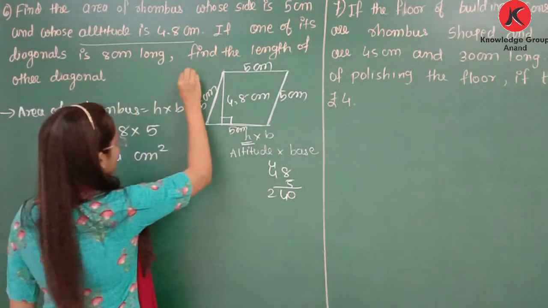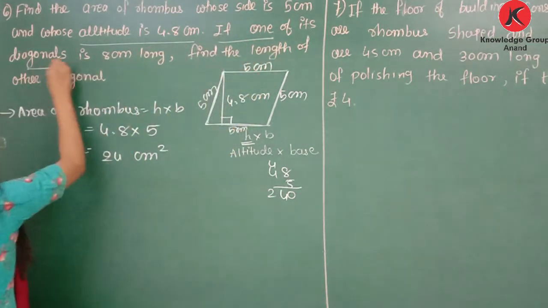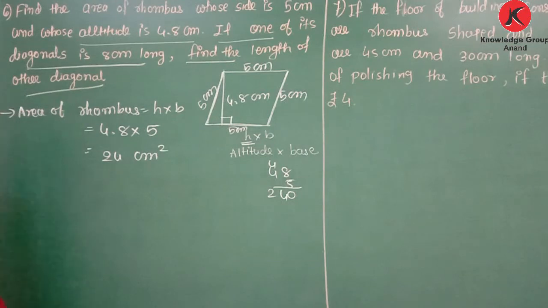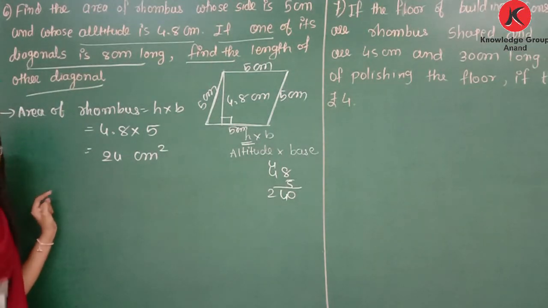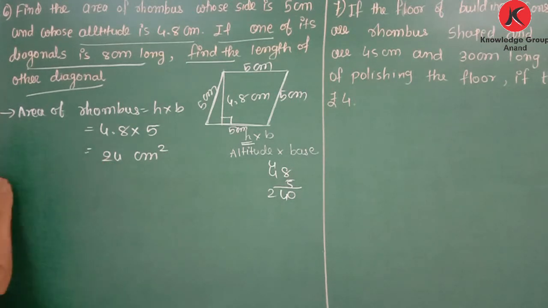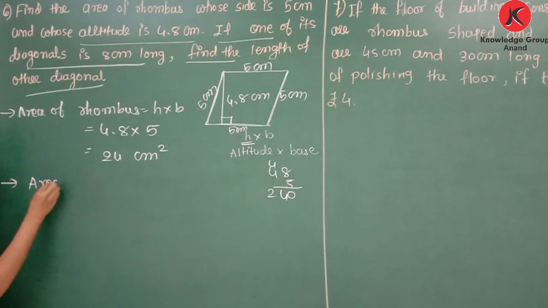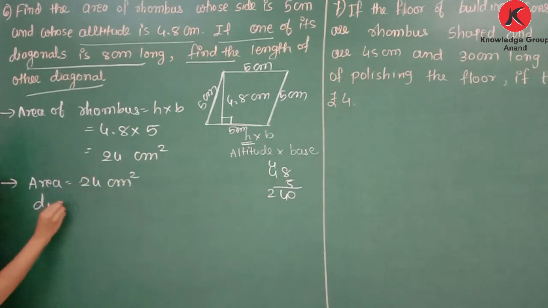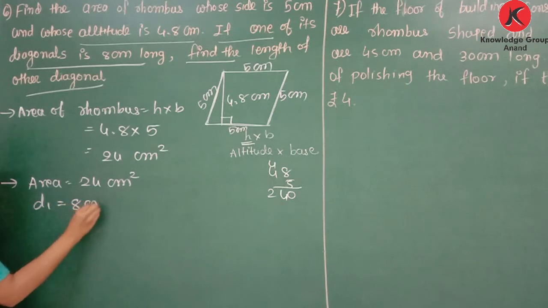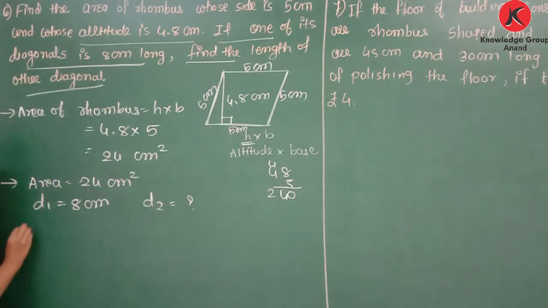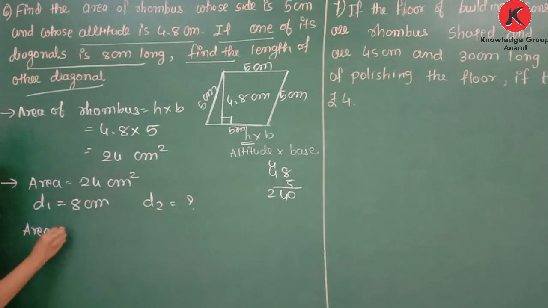Now, next is if one of its diagonal is 8 centimeter long, find the other diagonal. Now in this chapter we already learned the equation for an area of a rhombus, that is also 1 by 2 diagonal 1 into diagonal 2. So this is area. So now we consider area is given 24 centimeter square. Diagonal 1 is given 8 centimeter and you need to find diagonal 2.